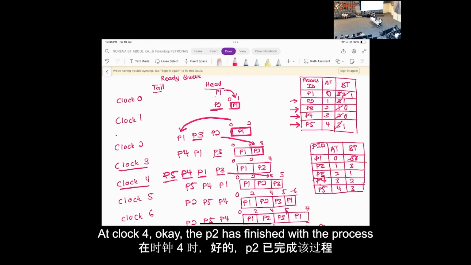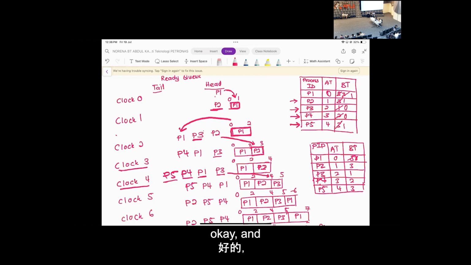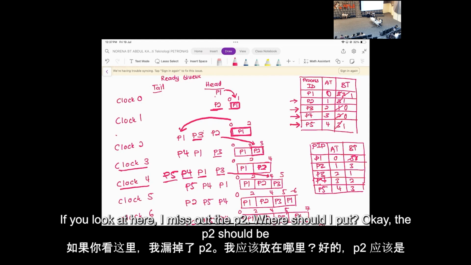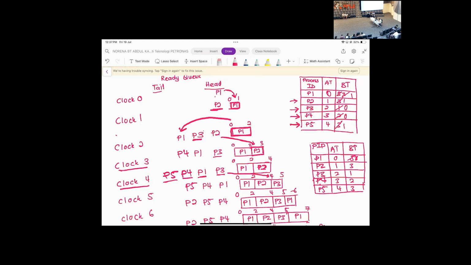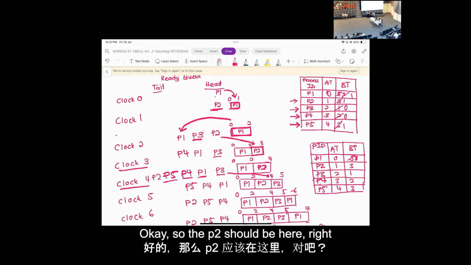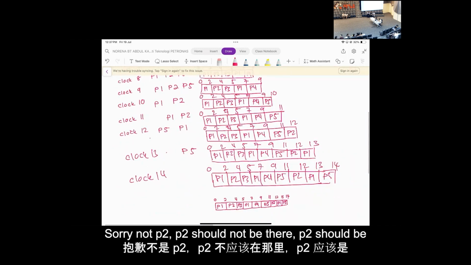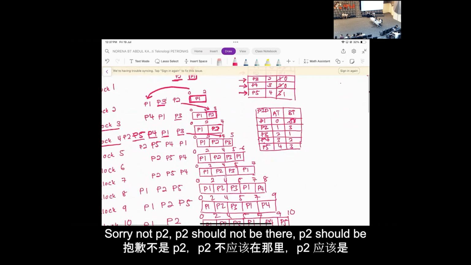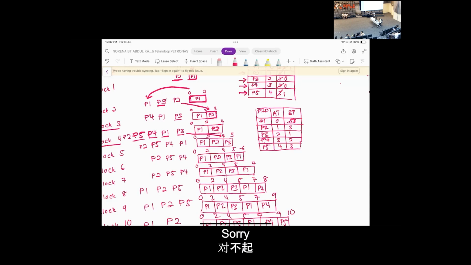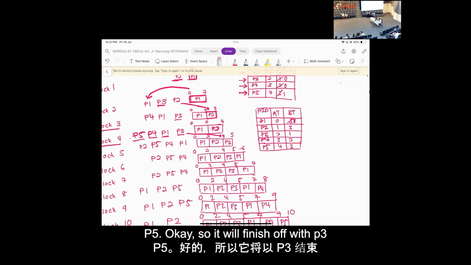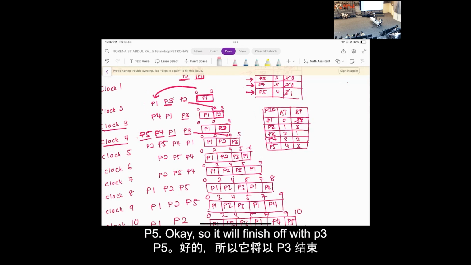And at clock 4, P2 has finished with the process. If you look at here, I missed out P2. Where should I put it? Okay, P2 should be here. Sorry, not P2. P2 should not be there. Sorry, P5. Yes. So P5. So it will finish off with P3.